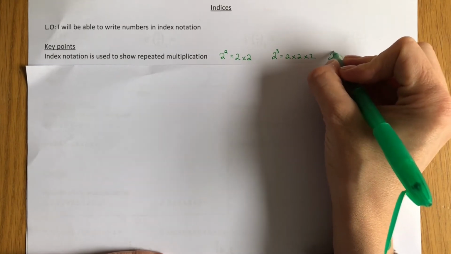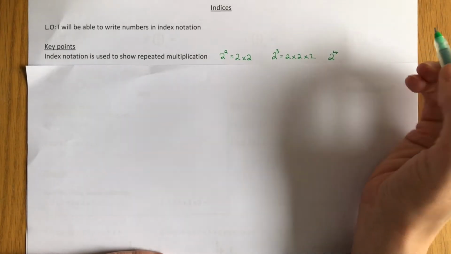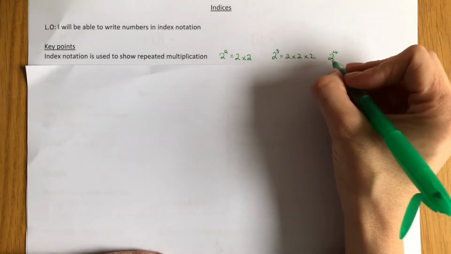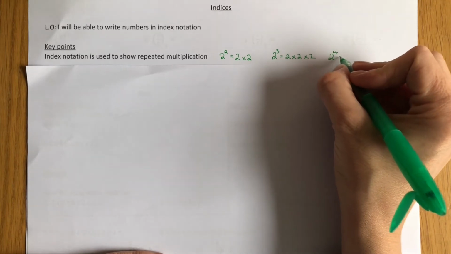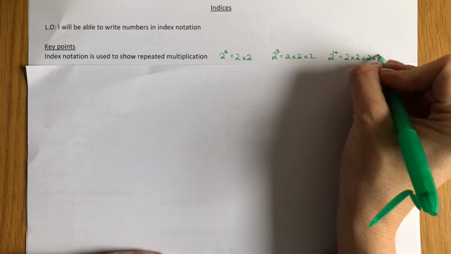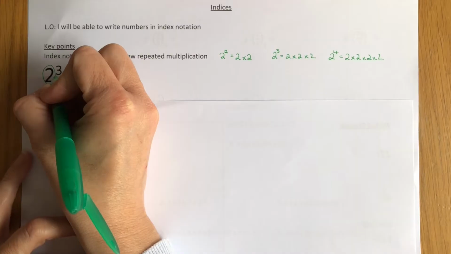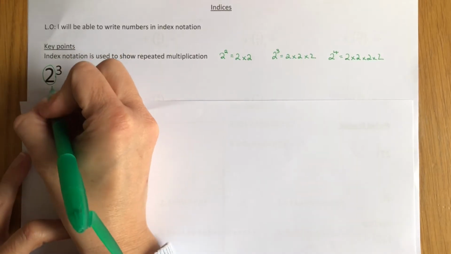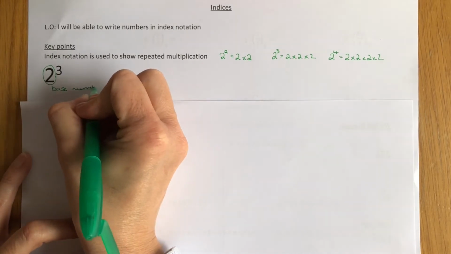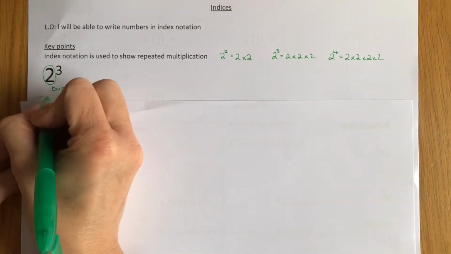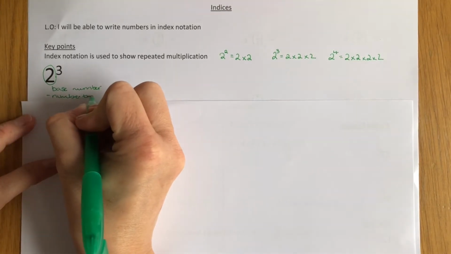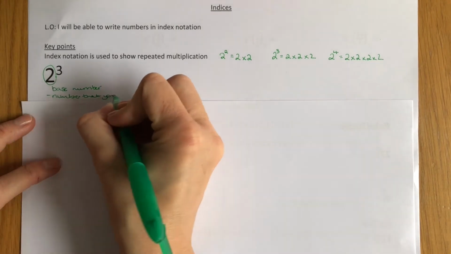2 cubed means 2 times 2 times 2. 2 to the power of 4. So once you go past squared and cubed, you just say to the power of. So 2 to the power of 4 means 2 times 2 times 2 times 2. So we refer to this 2 as being the base number. That's the number that you are multiplying.